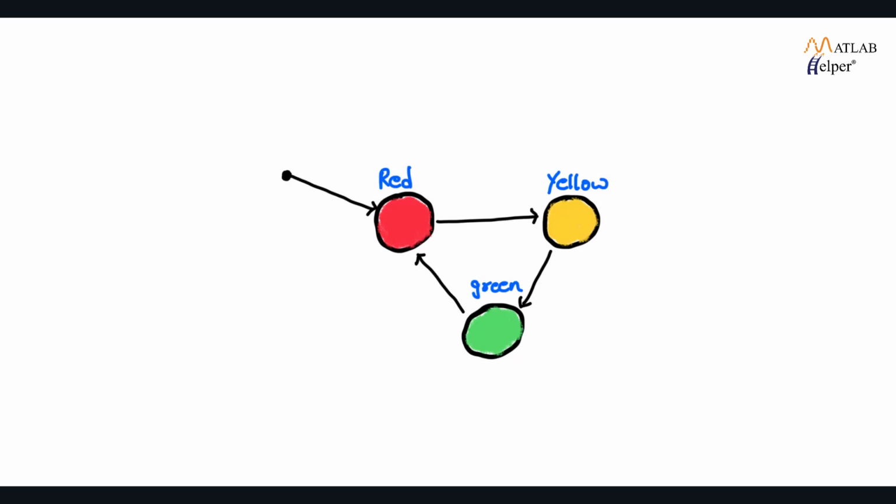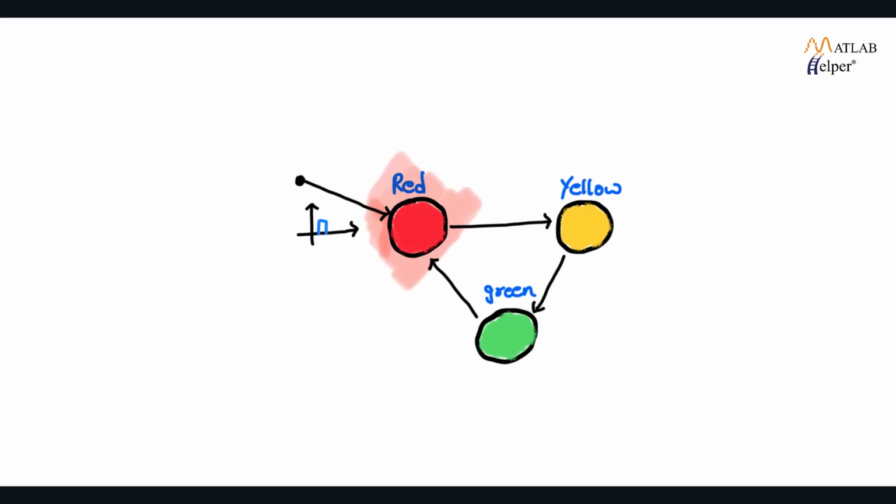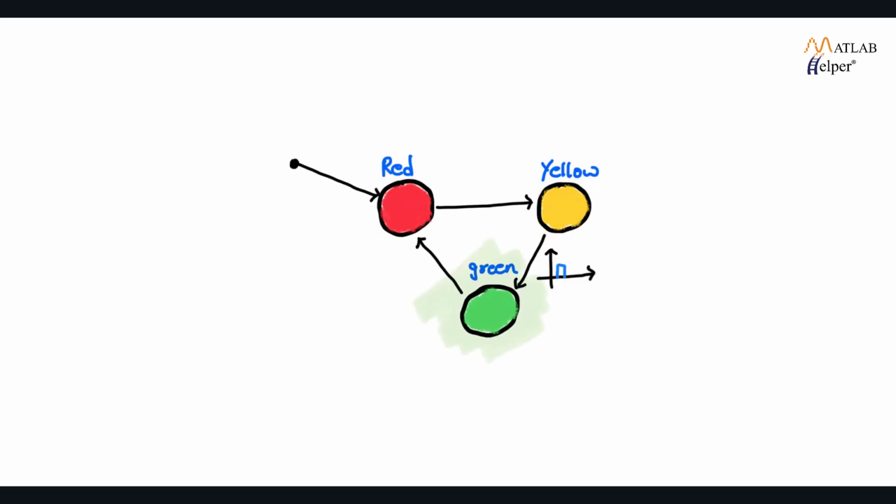The traffic sign will change state when it receives an input, typically just an external signal or a timer condition that decides how much time the traffic light should be red, yellow, and green. The external signal or the timer in this case is the input of the system.